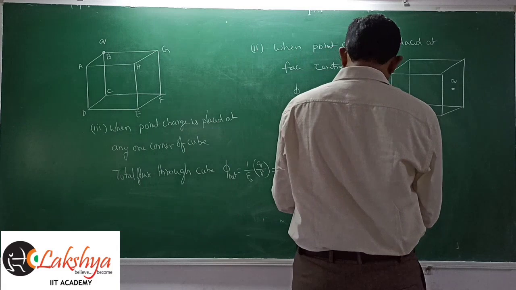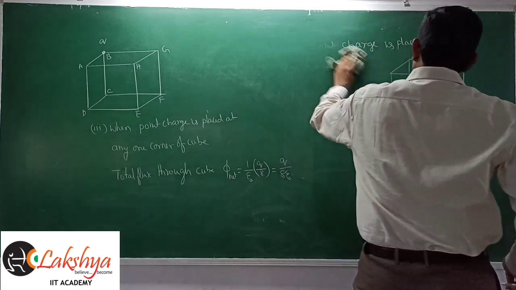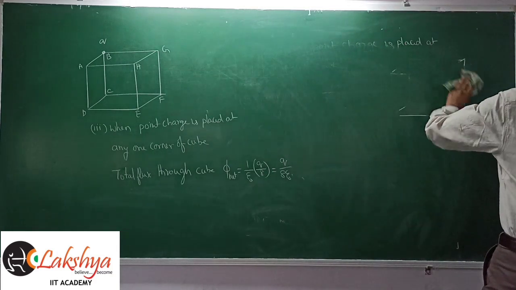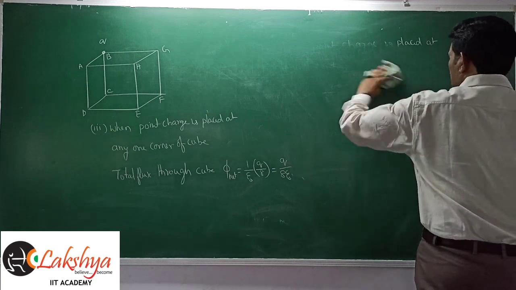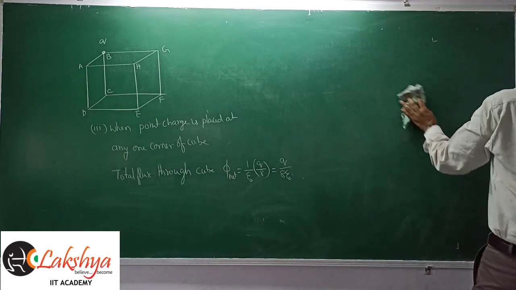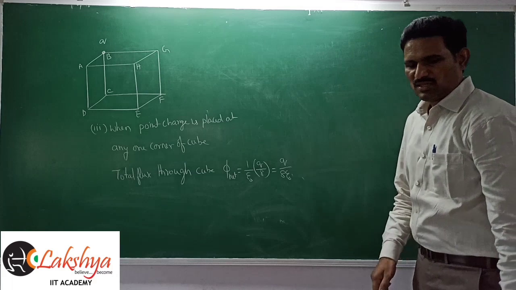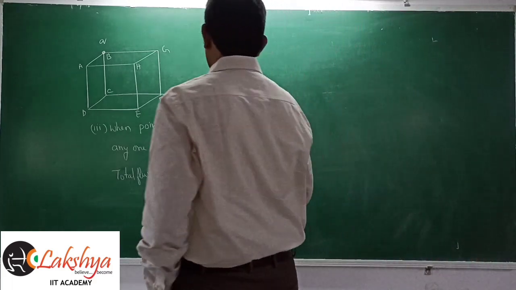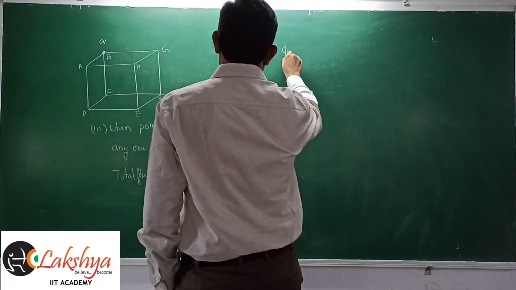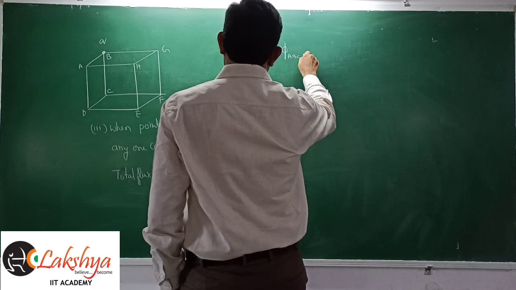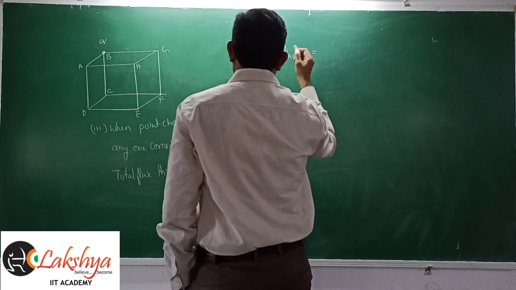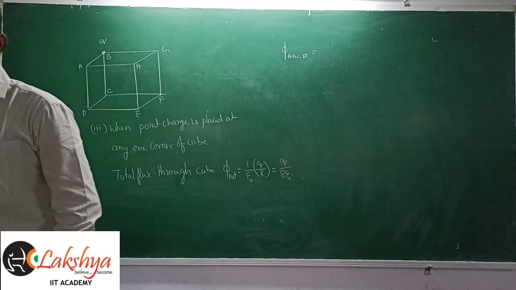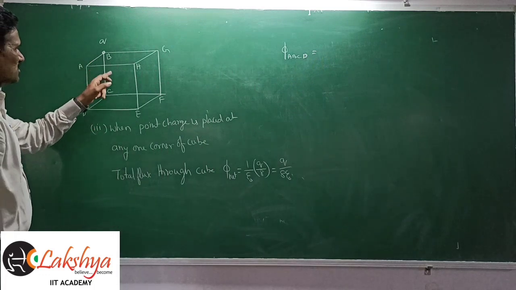Now actually in this problem, sometimes they will also ask about the flux passing through the different phases. Suppose I ask what is the flux passing through the phase A, B, C, D. So let us take that phase. I am asking about the flux passing through this A, B, C, D. Now simply you can identify here.